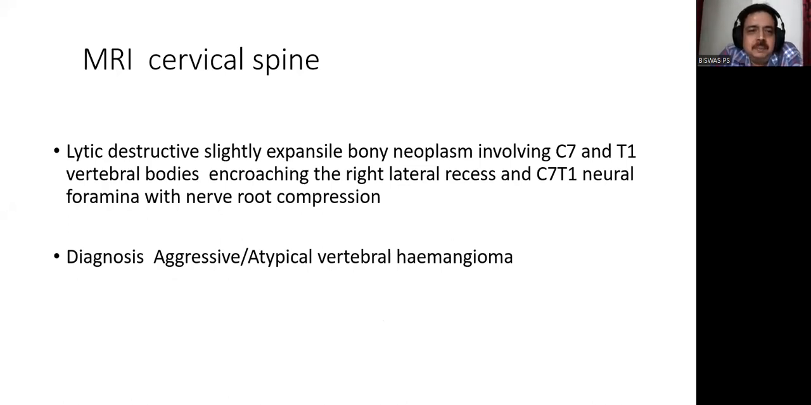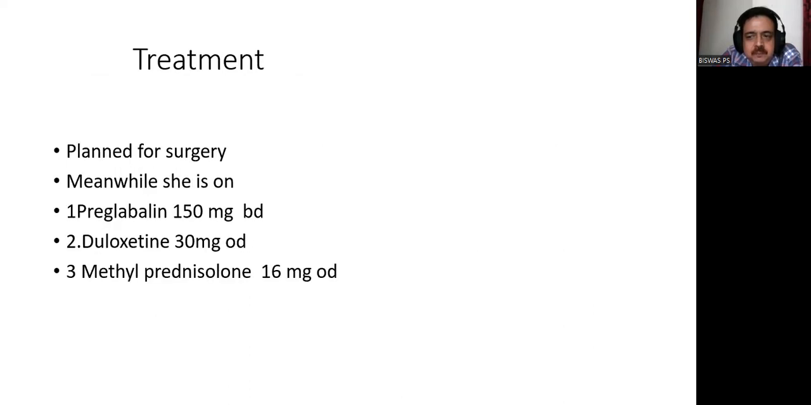In the MRI of the cervical spine, there was a lytic, destructive and slightly expansile bony neoplasm involving the C7 and T1 vertebral bodies, encroaching on the right lateral recess and foramina with nerve root compression. The diagnosis was aggressive or atypical vertebral hemangioma. The patient is planned for surgery. Meanwhile, she is on pregabalin 150 milligram BD, duloxetine 30 milligram OD, and methylprednisolone 16 milligram OD.